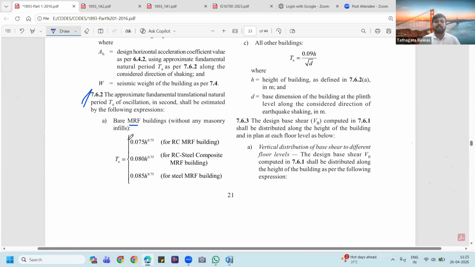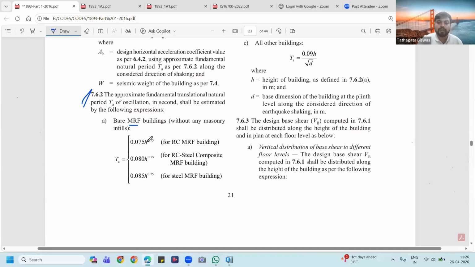Okay, so they generally make it a glass building. That is not considered under the masonry infills. That is called bare MRF buildings. In that case, how do you determine the time period for such buildings? That has been told by this code.